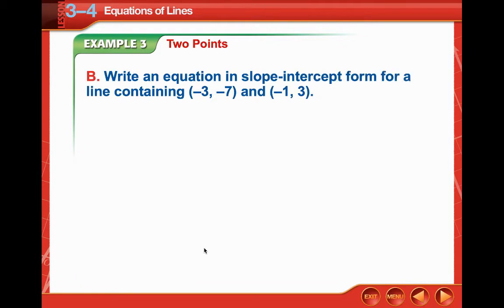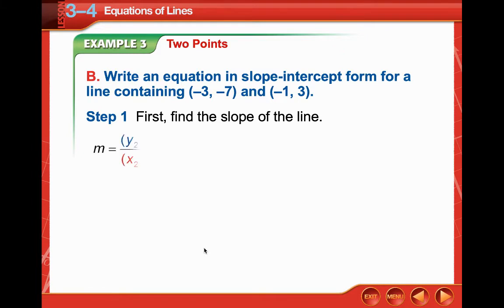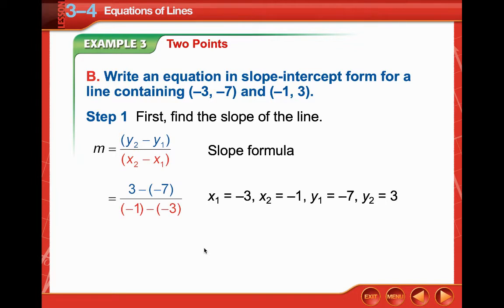All right. Write an equation in slope-intercept form for a line containing (-3, -7) and (-1, 3). You want to find the slope first, so use the slope formula, which in this case is m equals y2 minus y1 over x2 minus x1. Plug in your numbers. We got 3 minus -7, which becomes 3 plus 7, which comes out to 10. We use -1 minus -3, which becomes -1 plus 3, which turns out to 2. So you should have 10 over 2, which should be 5.